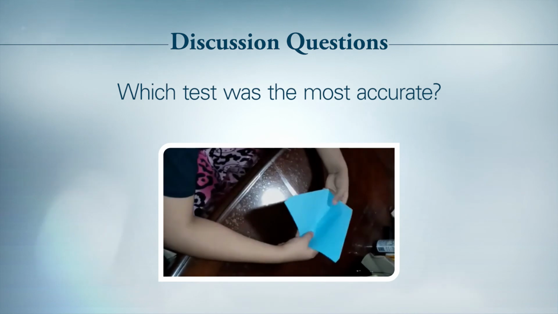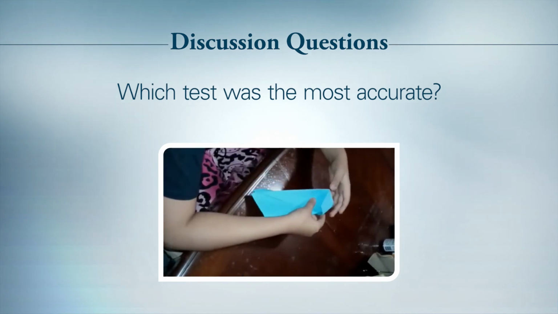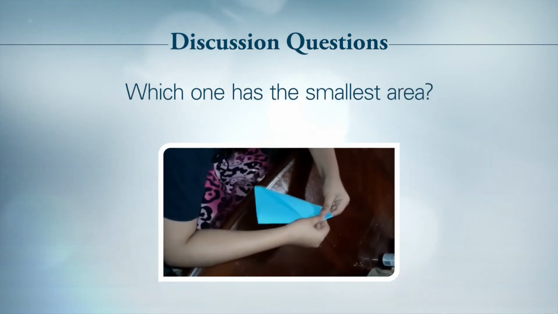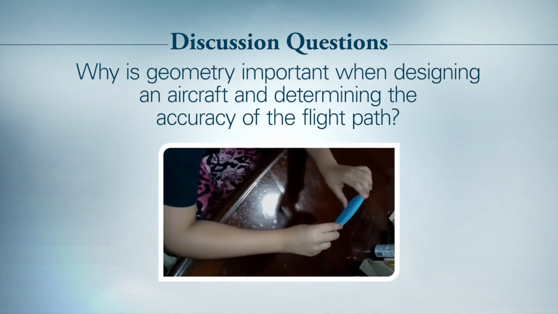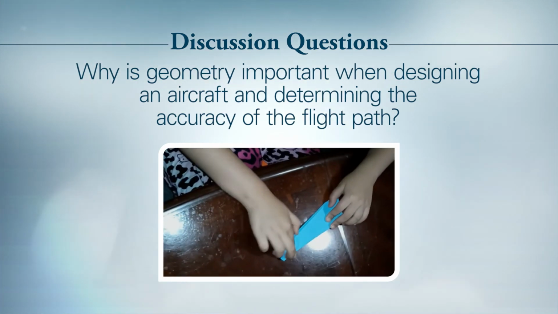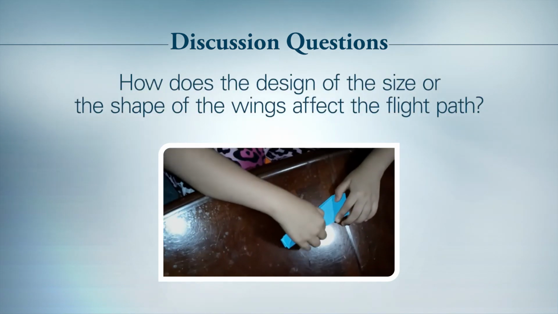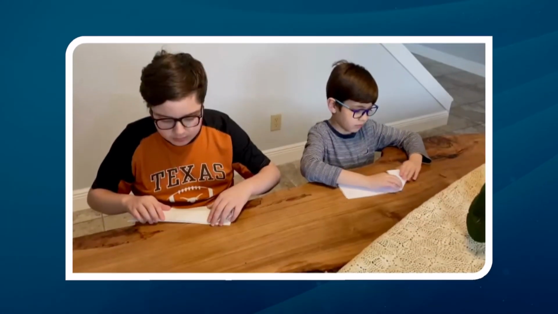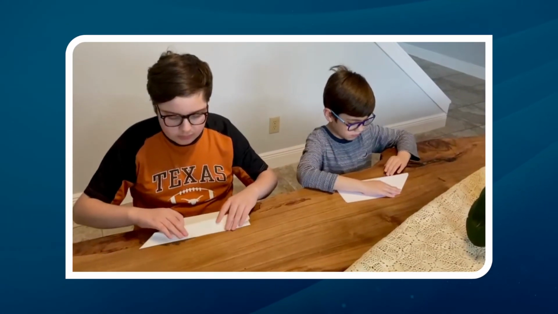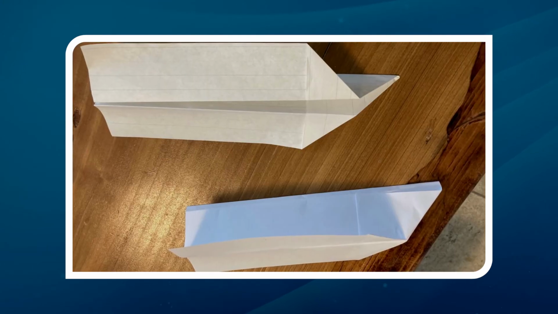Which test was the most accurate? Which has the smallest area? Why is geometry important when designing an aircraft and determining the accuracy of the flight path? How does the design of the size and shape of the wings affect the flight path? You can extend this activity by creating your own airplane designs and using different materials.